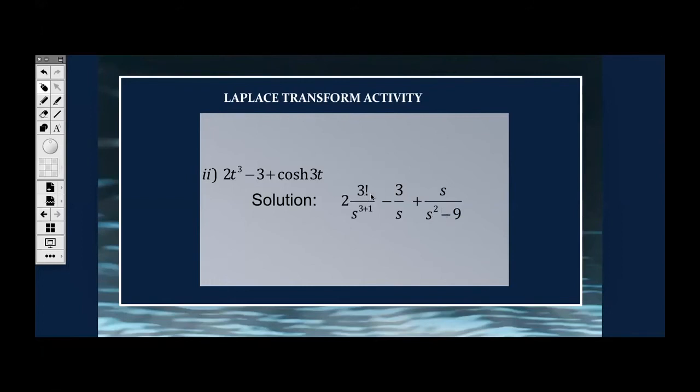Simplifying this, we have 3 factorial, we know that is 6, and 6 times 2 gives me 12, and then 3 plus 1 gives me 4, and everything else remains as is. That's it.